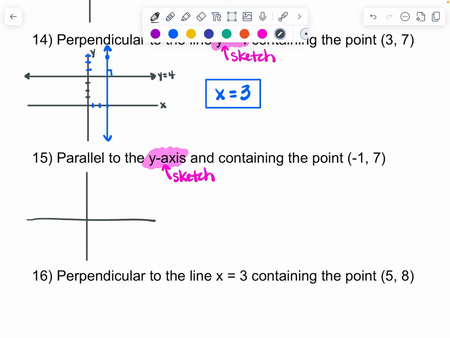Let's see if I get my lines straight the first time around here. All right, there we go. Actually, he looks kind of crooked. Okay, so there's our x-axis, there's our y-axis.